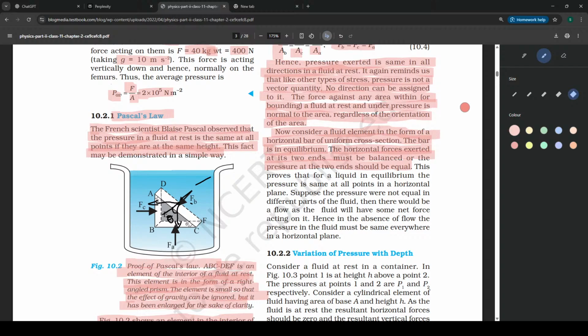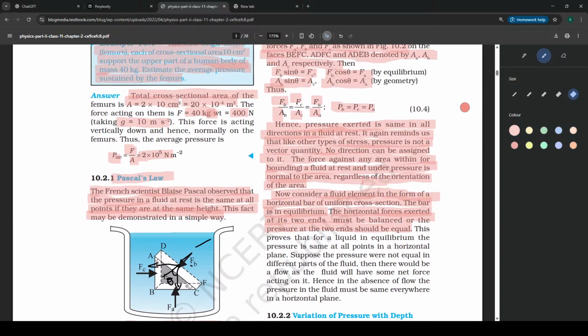Okay. Before going further, what they are saying here is the pressure exerted at all points in a fluid at rest will be the same. The pressure exerted is the same in all directions in a fluid at rest, and pressure is not a vector quantity. No direction can be assigned to it. The force against any area, like the area of an object inside the water or bounding the water like the container, the pressure will always be normal to it regardless of the orientation of the object or the container.